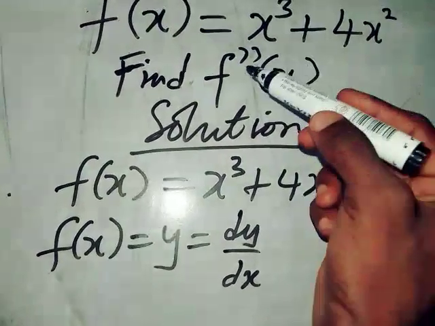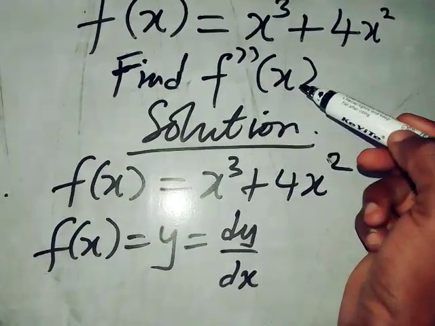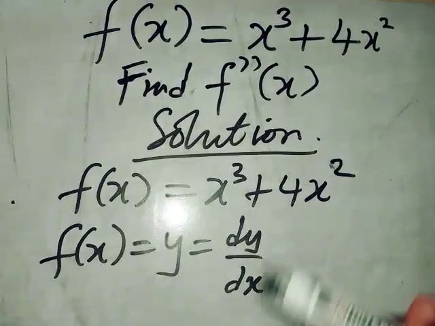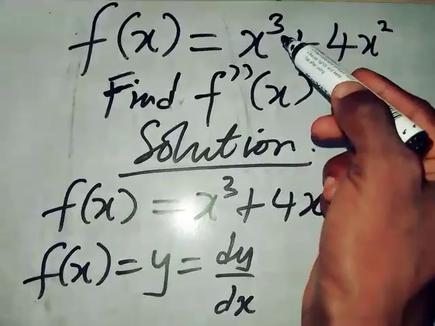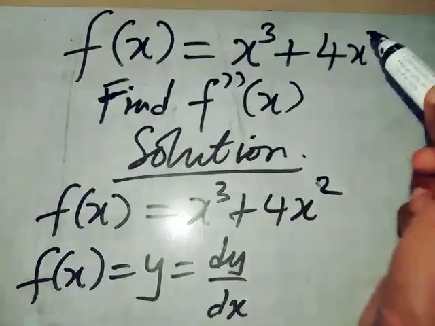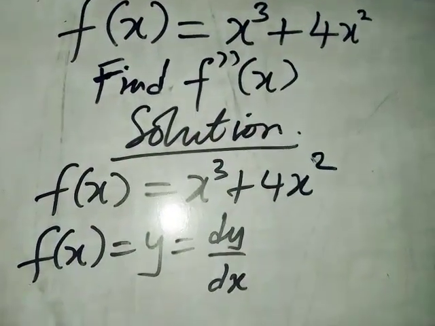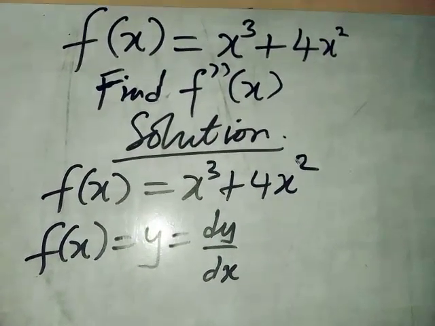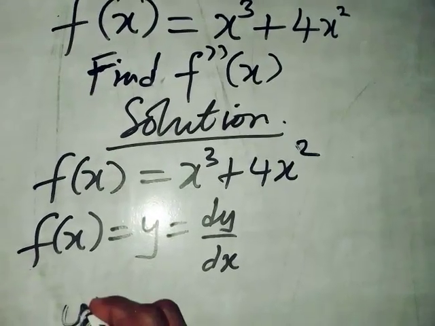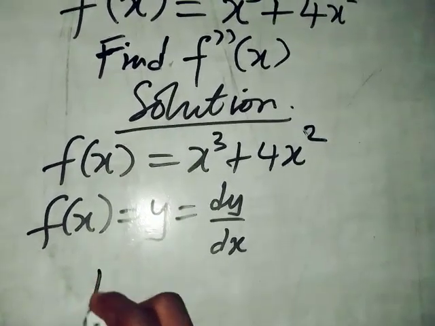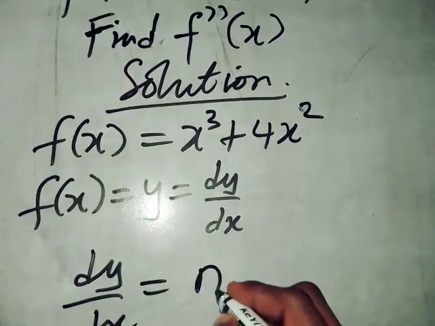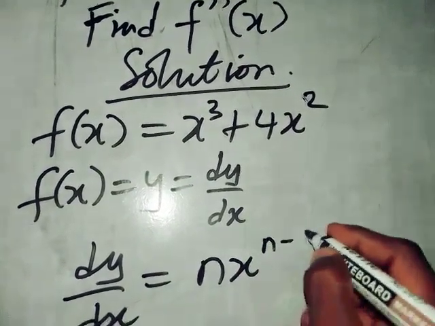To find f prime prime of x, it means that you should find the second derivative of this given function. Remember, we have these two, 1, 2. So it means to find the second derivative of this given function. Now, using the first method, we are still on the general method. We are going to have that dy/dx is given by this formula, equal to nx to the power of n minus 1.